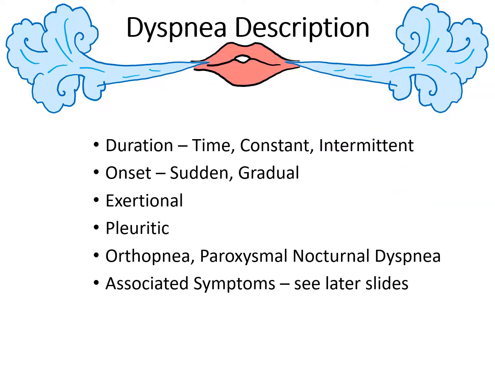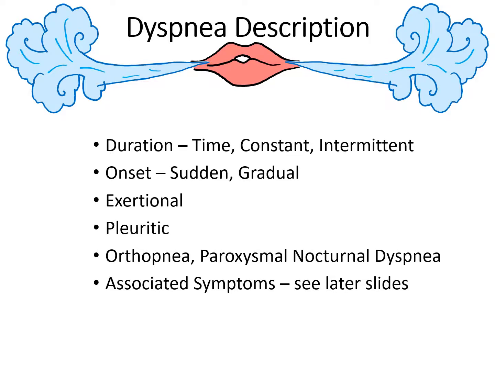Since dyspnea is not a painful process, you cannot use COLDERAS or PQRST mnemonics to help describe the dyspnea. However, here are some characteristic features. Duration can be used, such as time of onset and whether it is constant or intermittent, if it occurred suddenly or gradually.